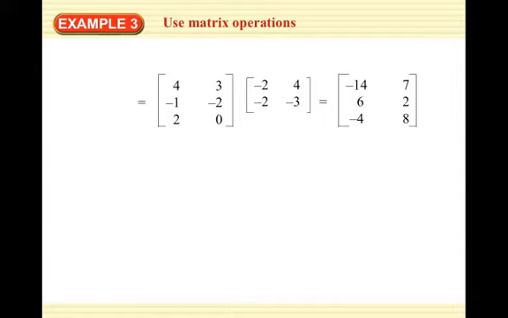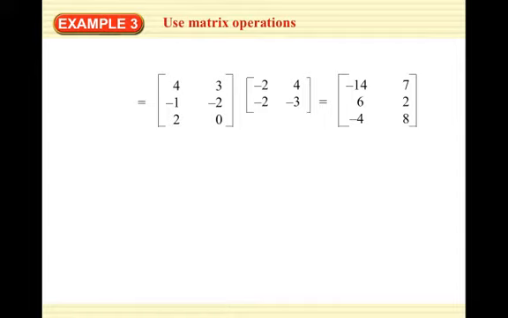Okay, welcome back. To get the negative 14, that's taking the 4 and the 3 and multiplying each one of those by negative 2. So 4 times negative 2 is negative 8, plus 3 times negative 2, that's negative 6, and that's where you get the negative 14. 4 times 4 is 16, plus 3 times negative 3, that is negative 9. 16 plus negative 9 is 7.